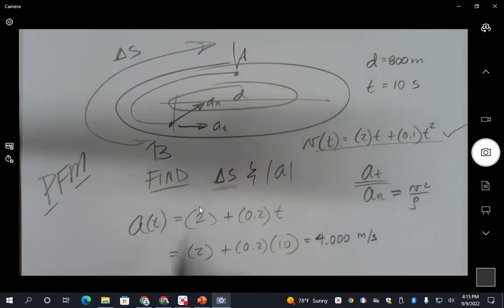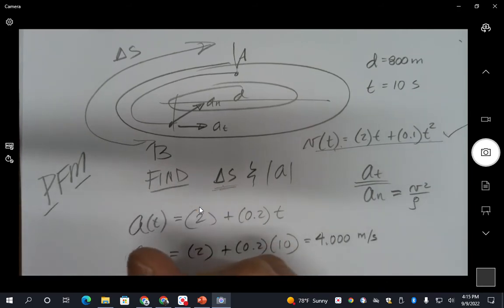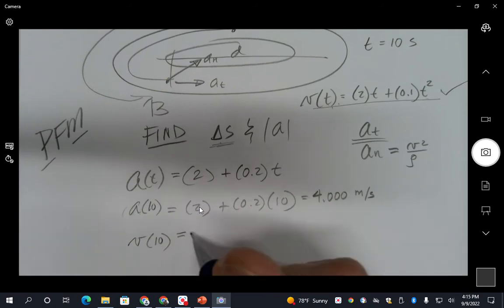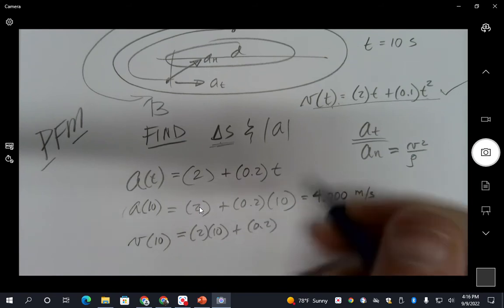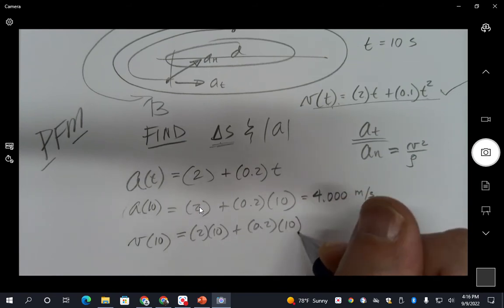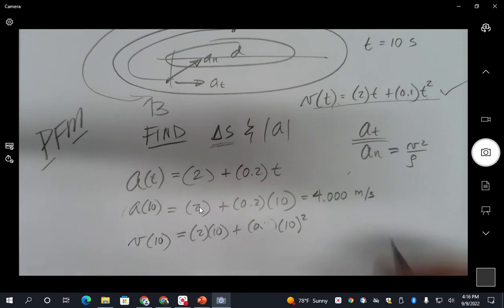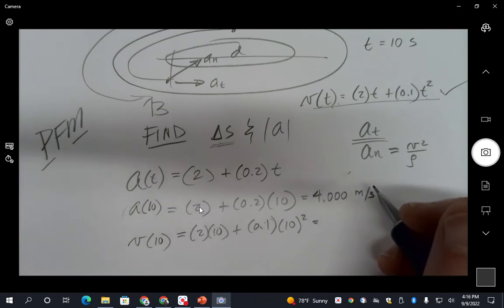So we could go ahead and find what the velocity is. We can find that velocity by taking 2 times 10 plus 0.1 times 10 squared. Original equation is 0.1, sorry. And so what does that turn out to be? I got 30 meters per second. That sounds right.